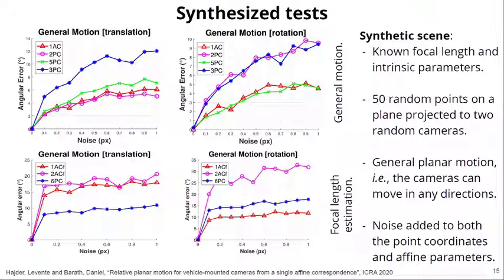Our method shows comparable accuracy to the 5-point method. Other algorithms are significantly less accurate, especially for the rotation estimation. In the bottom row, focal length estimations are compared. Here, the 6-point method is the best one. Remark that the main benefit of our method is that it requires only a single correspondence.